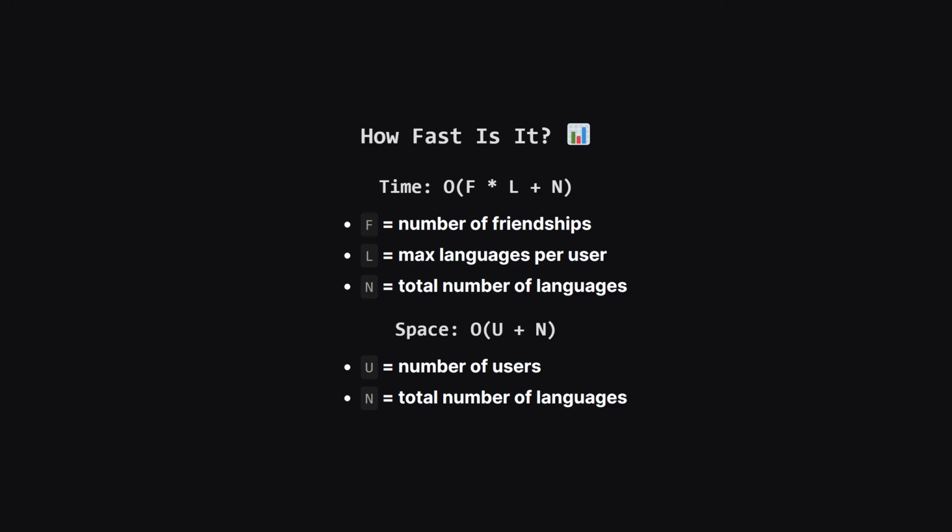For space, we need a set to store the problem users, which can be at most all users, and a list to store the language counts. This gives us a space complexity of O of U plus N, where U is the total number of users, and N is the total number of languages.